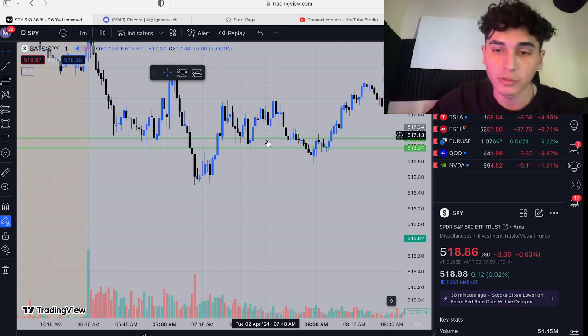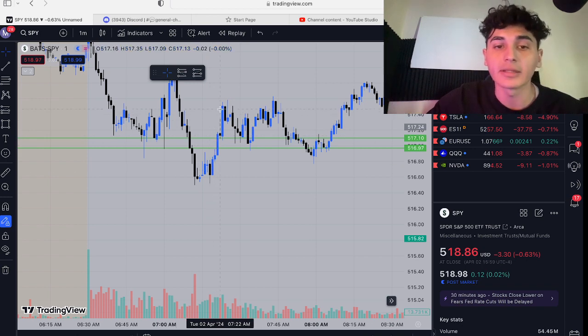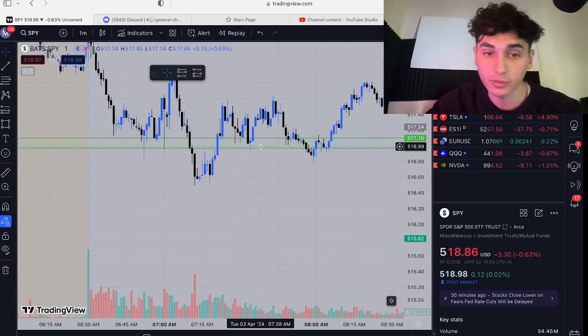Obviously, I'm not taking that trade. I'm just showing you guys as an example. And then you can see price literally bounced and retraced exactly to that fair value gap, to our new stop loss, right?